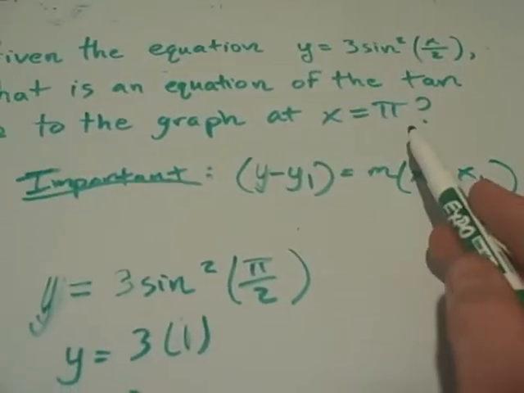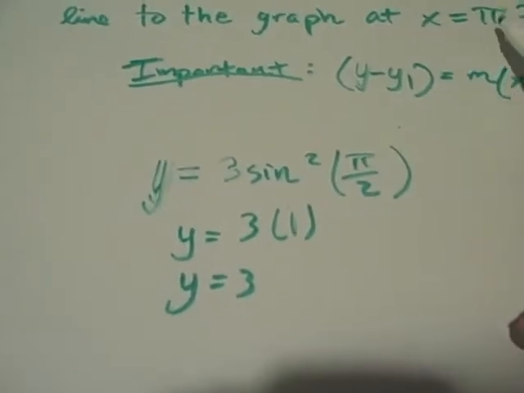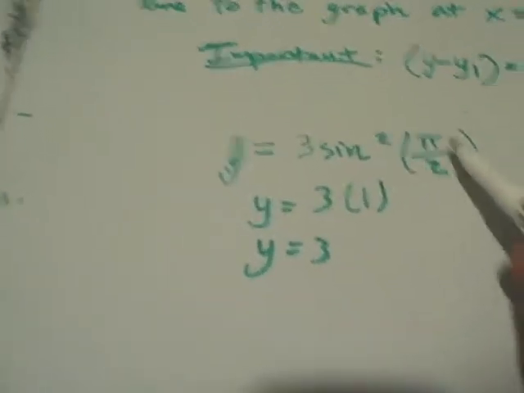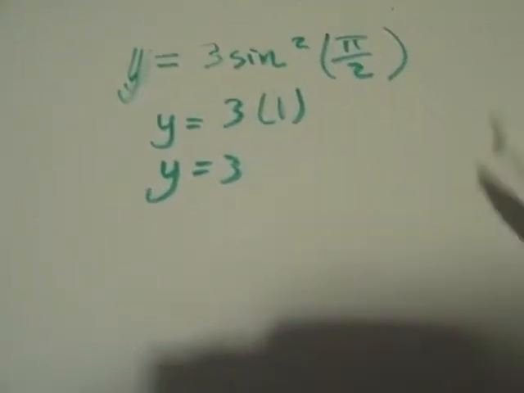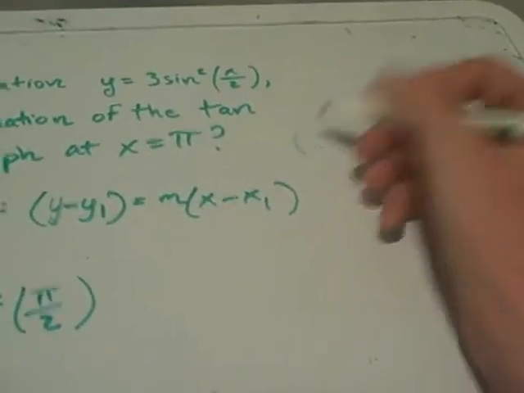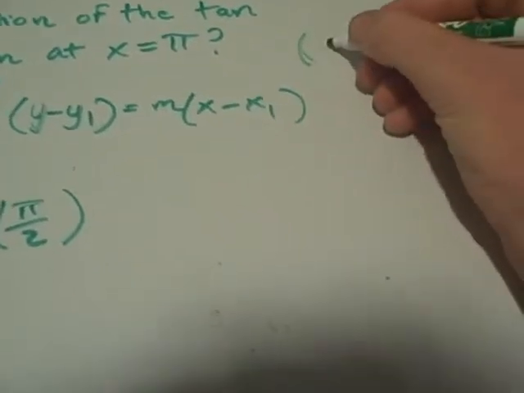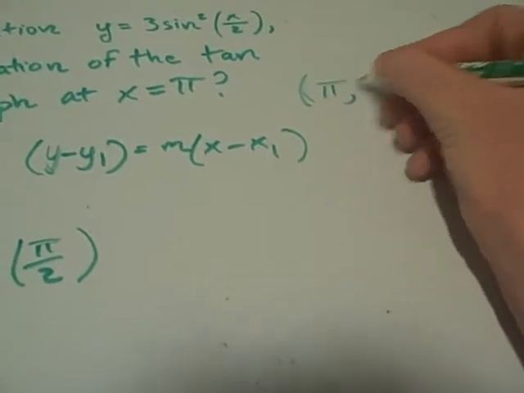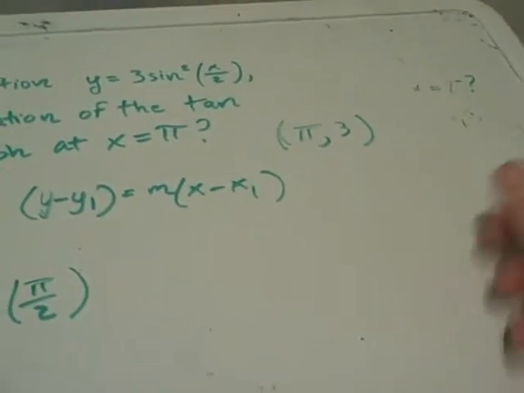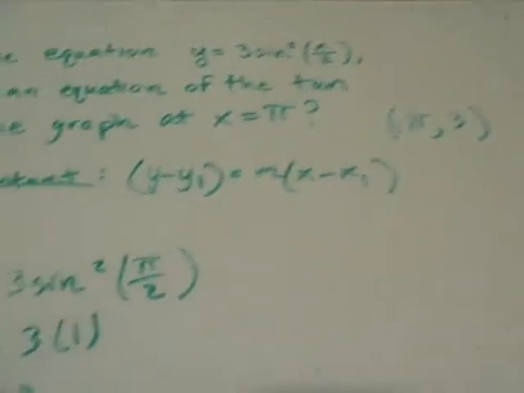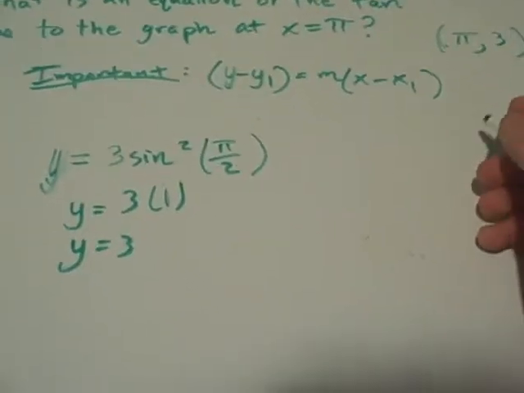You're given x equals pi. So what you're going to want to do is plug pi into the sine here. Calculate that out, you're going to get y equals 3. So we know we have pi, comma, 3. Those are your 2 points. So, what are you going to do now?